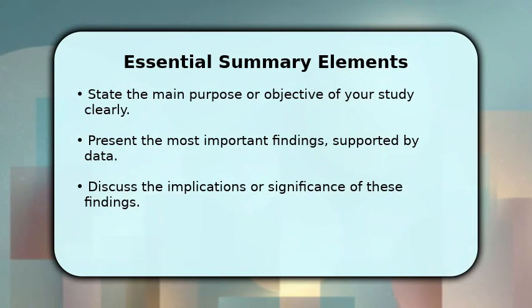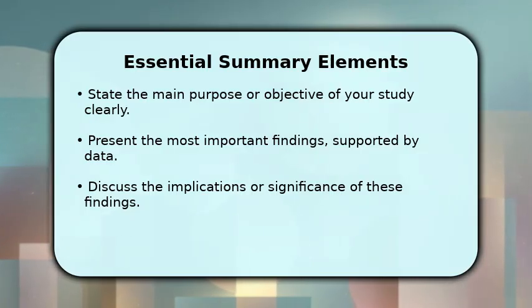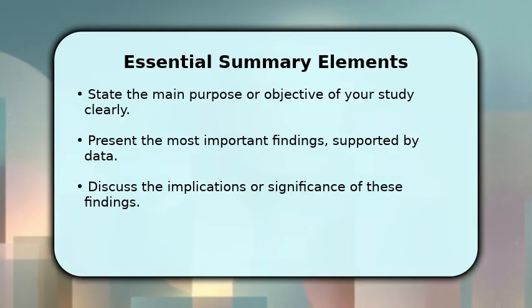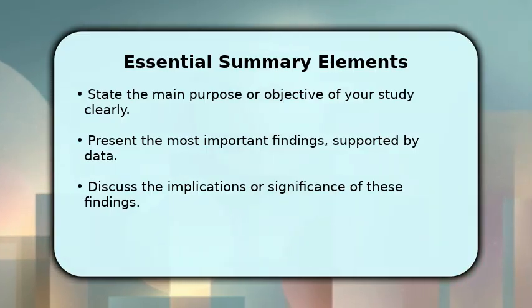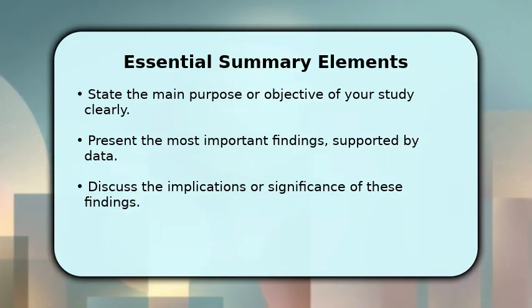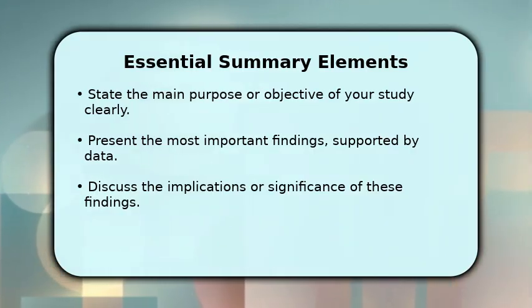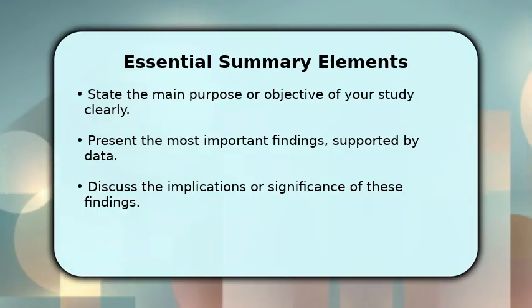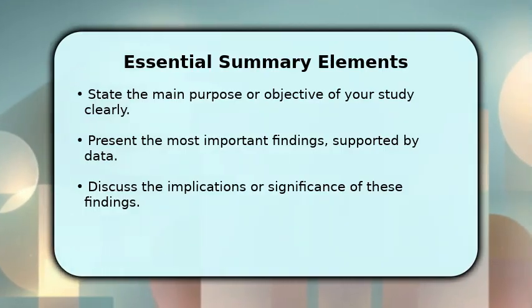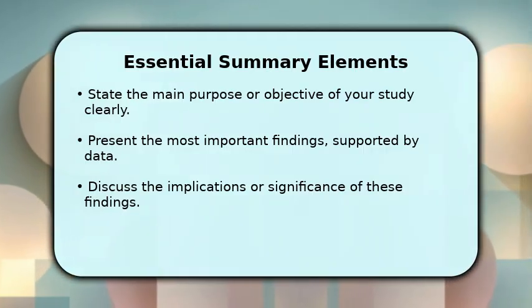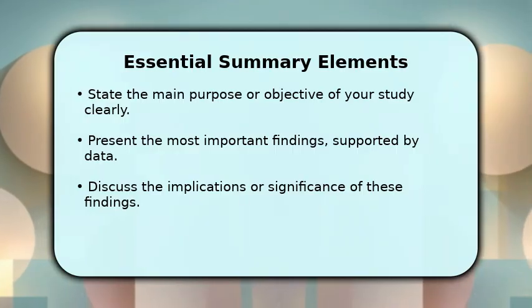An effective summary includes several essential elements. Start by clearly stating the main purpose or objective of your study, setting the stage for your audience. Next, present your most important findings, ideally supported by specific data points or observations. For instance, you might highlight a 25% increase in efficiency or a correlation coefficient of 0.7. Finally, discuss the implications or significance of these findings, explaining why they matter.